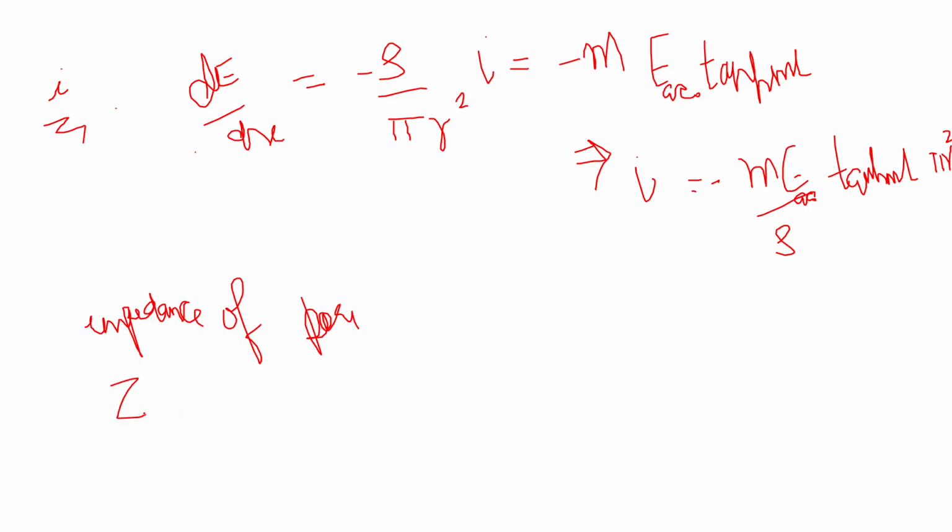So of a single pore, your impedance will be what? E_AC naught by I. So E_AC naught as such, and you know what is I. Please substitute and tell me what is the formula.